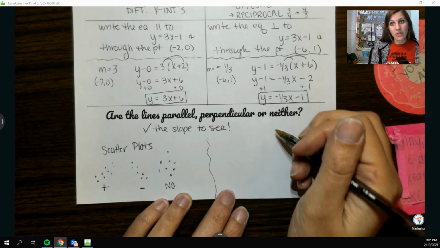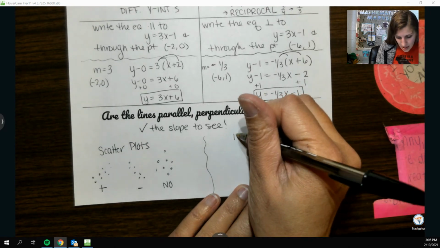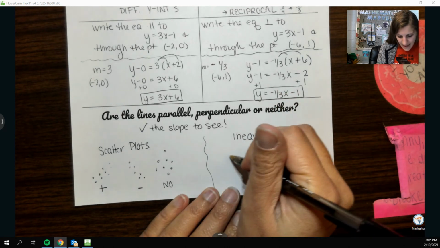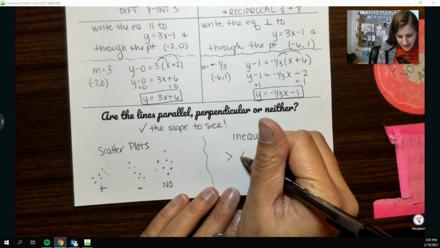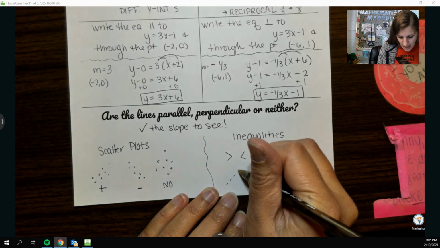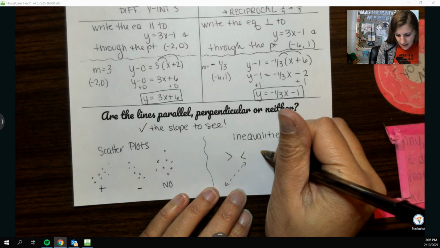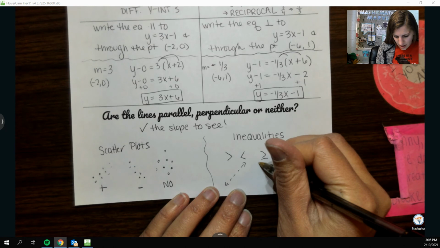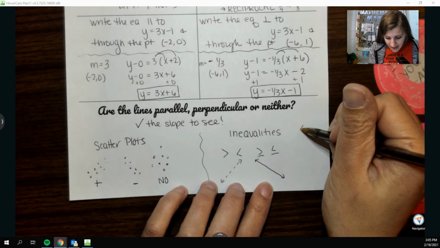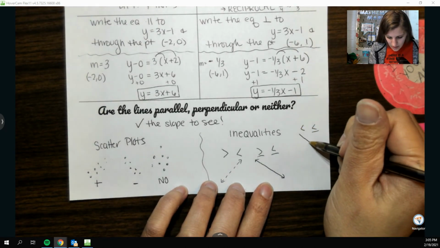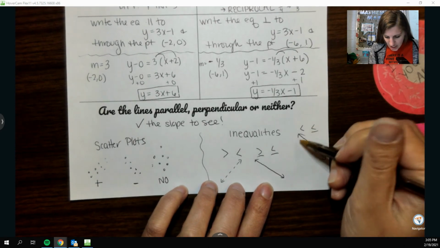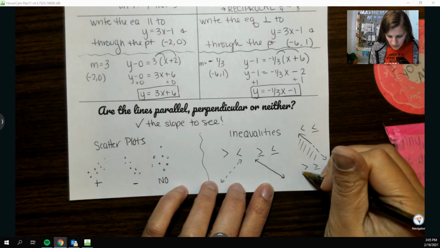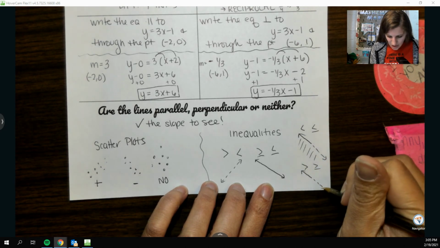And then the other thing to mention is our inequalities. So we want to remember too about inequalities, and that if I had a greater than or less than, we would get a dashed line. And if we had greater than or equal to or less than or equal to, we got a solid line. And then if I had a less than or equal to, so either line, doesn't matter, I had to shade below. And if I had greater than or equal to, I had to shade above.